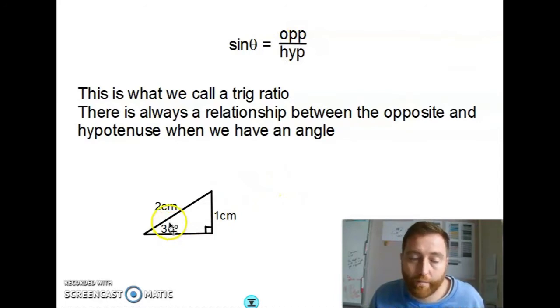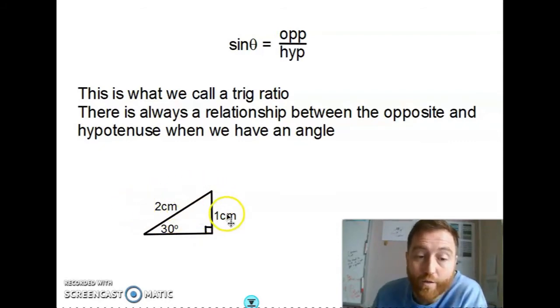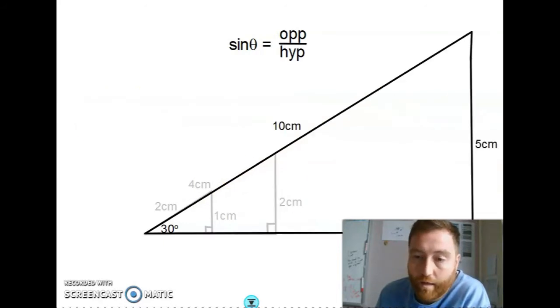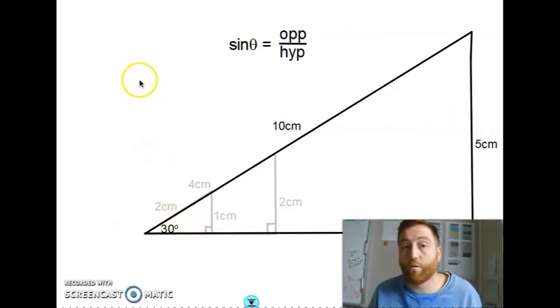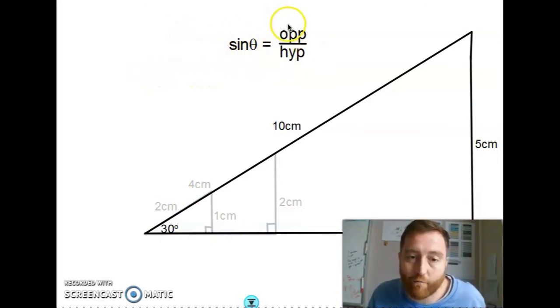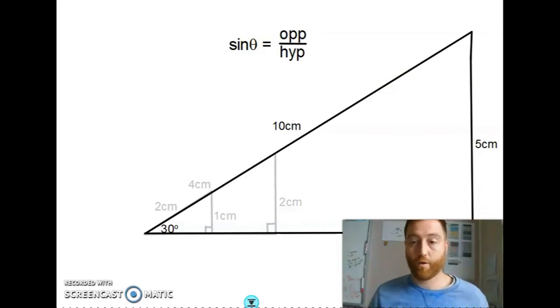For example here, if we have a 30-degree angle, the relationship between the opposite side and the hypotenuse is that the hypotenuse is double the opposite. And if we enlarge that triangle, then it's still true that the opposite side times 2 gives us the hypotenuse. We could enlarge it even further, and the relationship is still true. The hypotenuse is double there, with a 30-degree angle. And that works for all angles. There's always a relationship that we can find out for any angle. And that is the sine ratio, the opposite divided by the hypotenuse.